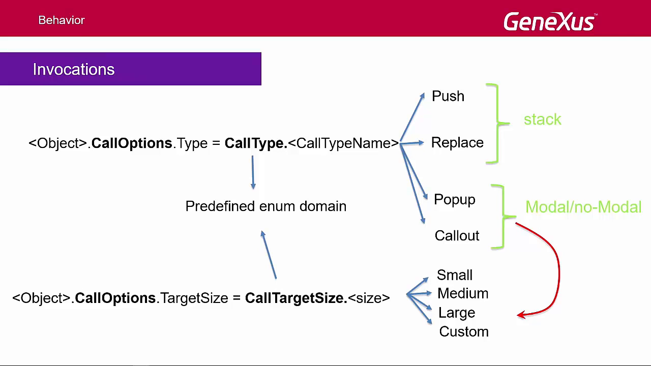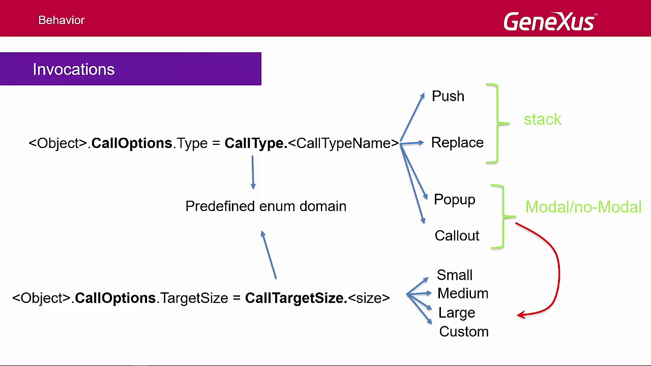The last two types, popup and callout, will define if the invoked object will work as a popup or as a callout window. In addition, for a popup window, the screen will be modal depending on whether or not parameters are returned. For the callout type, it will be non-modal. Tapping outside the callout area, that is to say, outside the little screen, enables the caller. It's precisely for popup or callout types that the other call option appears, target size, to indicate the size of the popup or callout screen.